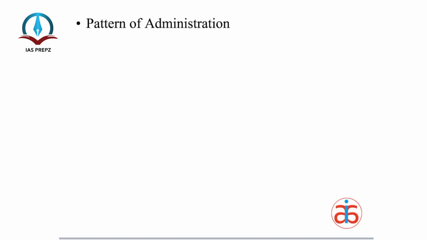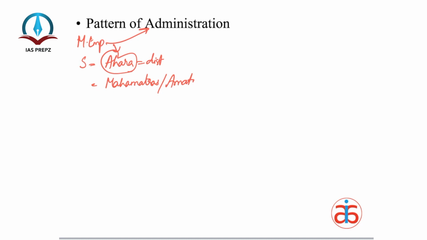Here again we clearly find the influence of the Mauryan Empire on the administrative pattern of the Satavahanas because Satavahanas used the same name for district, that is Ahara, which was used by the Mauryans. And we also find that for the officials, the Satavahana used the word Mahamatras or Amatyas, just as the Mauryan officials were called. So we find a clear influence of the Mauryan Empire on the Satavahana pattern of administration. That is the first aspect that we need to look into. However, we also find some unique features in Satavahana administration.